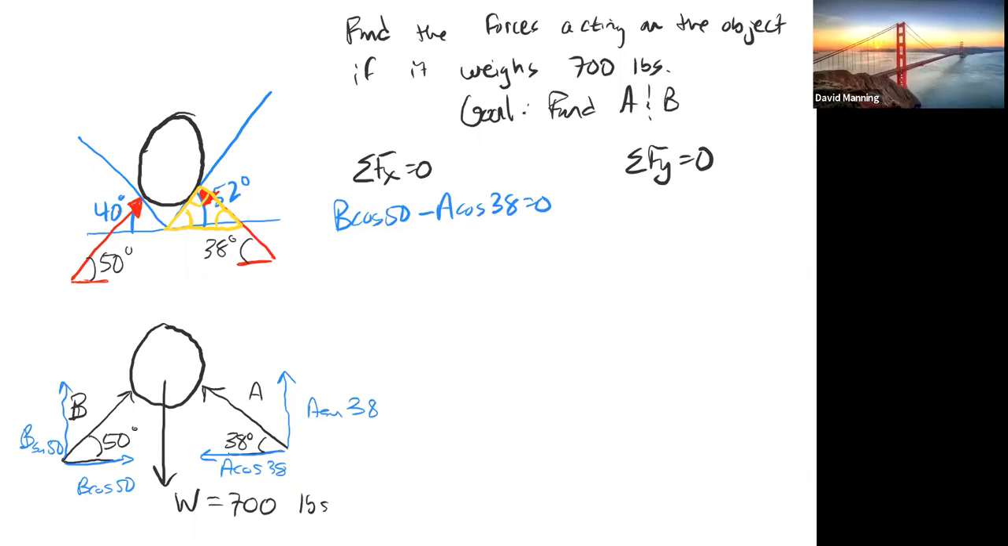Well, we can't solve for either of those, so let's go to the y. In the y direction, we have B sine of 50 plus A sine of 38 minus 700 equals 0. I'm just going to draw a line down through here so it separates the 2. They don't get confused on top of each other.